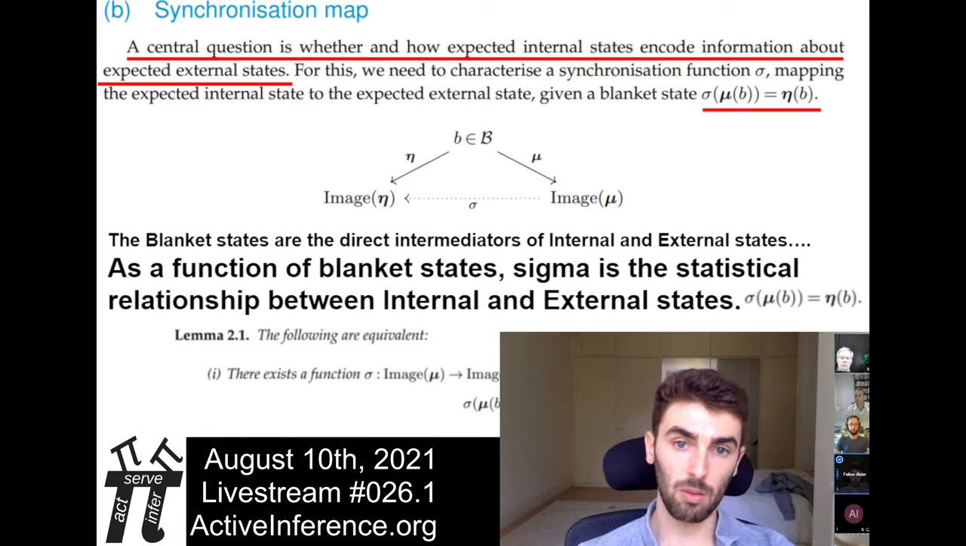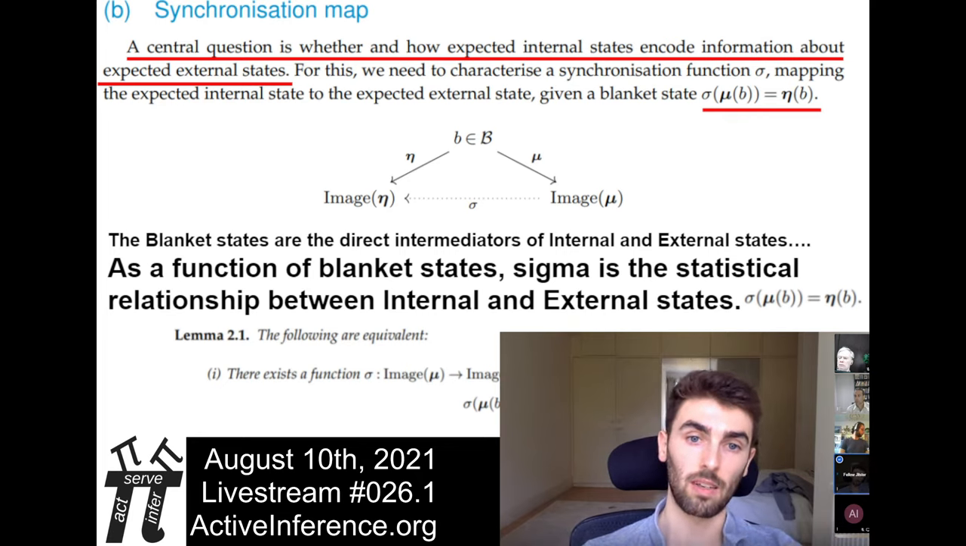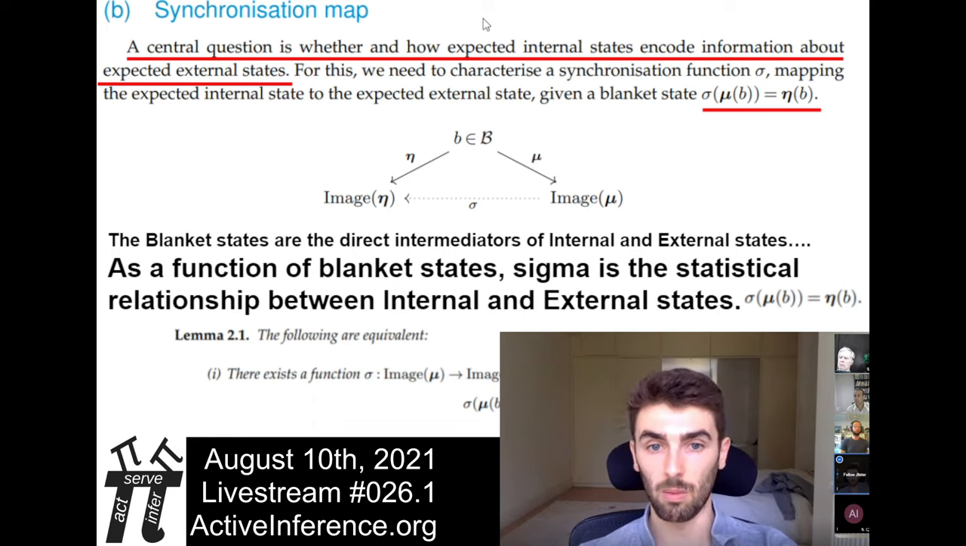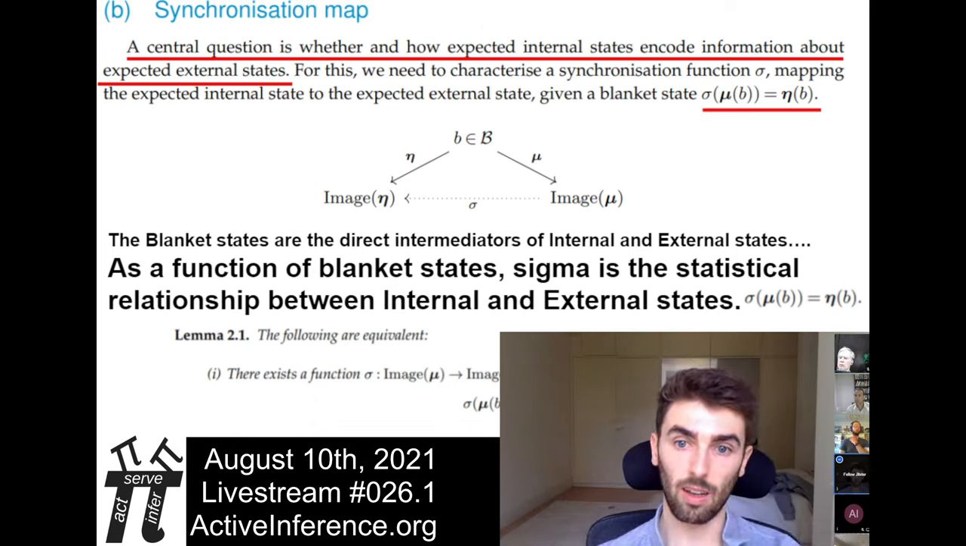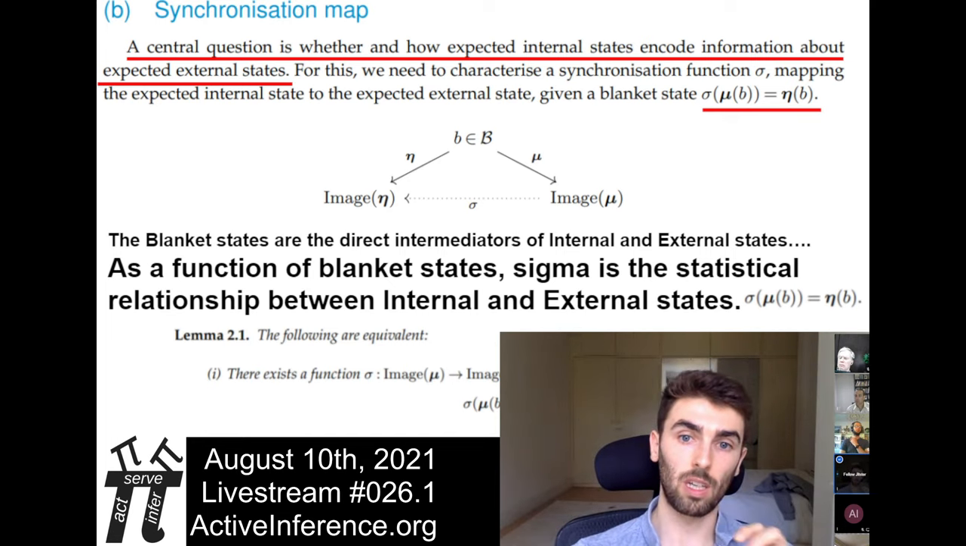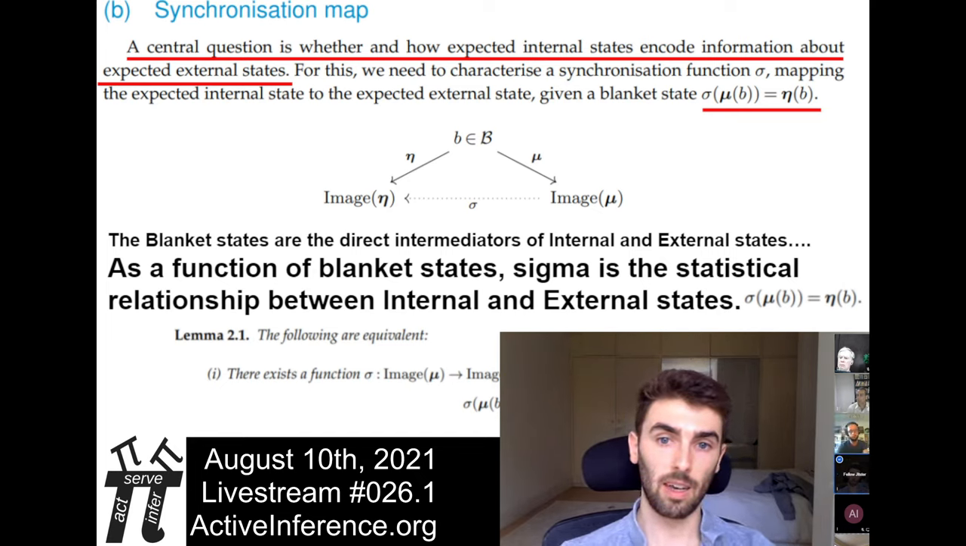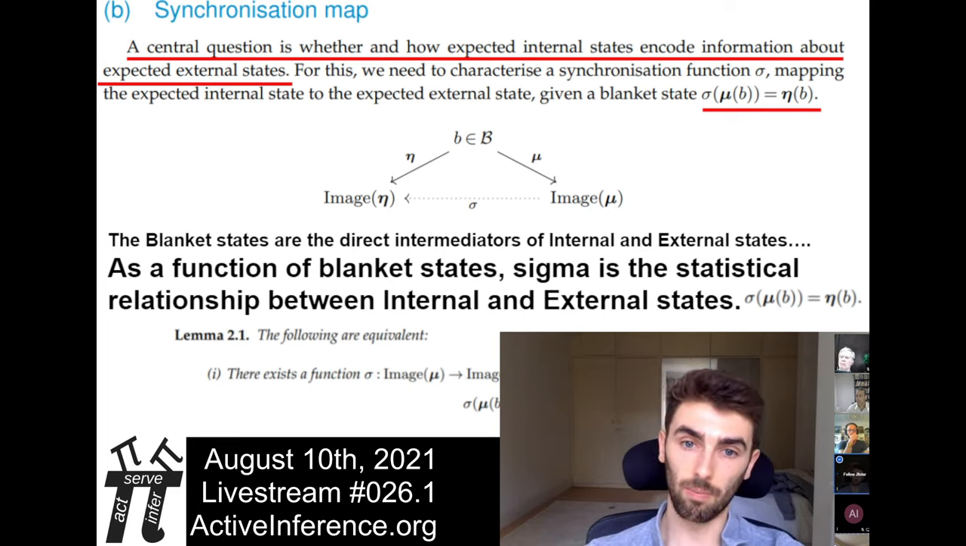So we need to find a relationship between internal states and external states to be able to say anything about inference. And so what we do in this paper is we give conditions under which you have this mapping sigma, and then you're able to say, oh, we have some kind of inference going on.